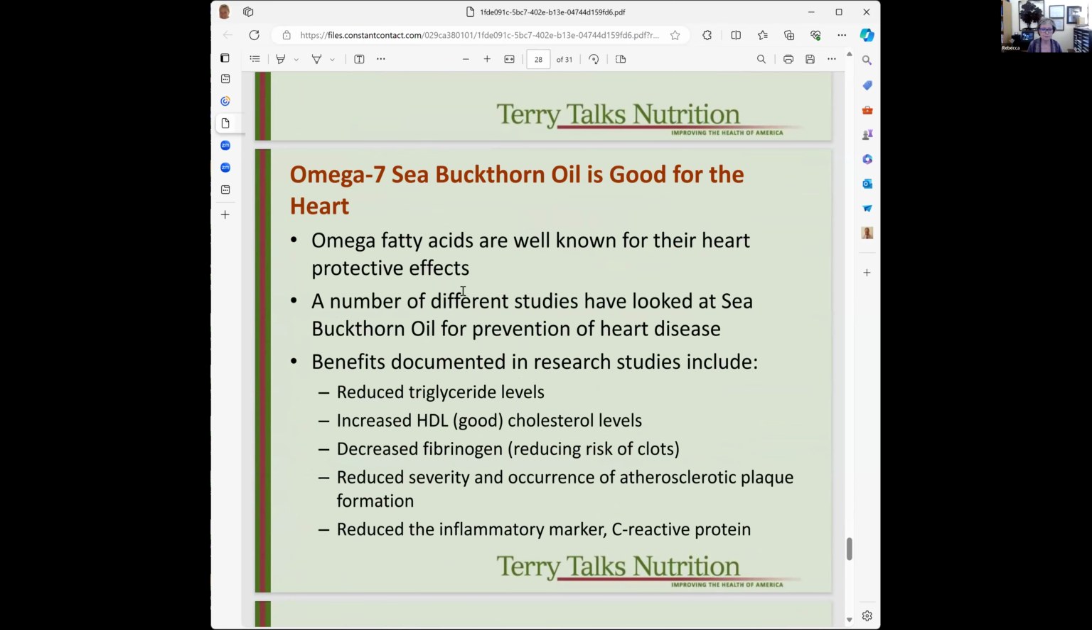Good for the heart. We all want that. Benefits documented in research studies include, and this is really good, triglycerides, which are the one thing that I really like to see people get under control. I like to see a balanced lipid panel, but you know me, and cholesterol and the LDL and all of the hoopla that surrounds that. But triglycerides, I pay attention to.